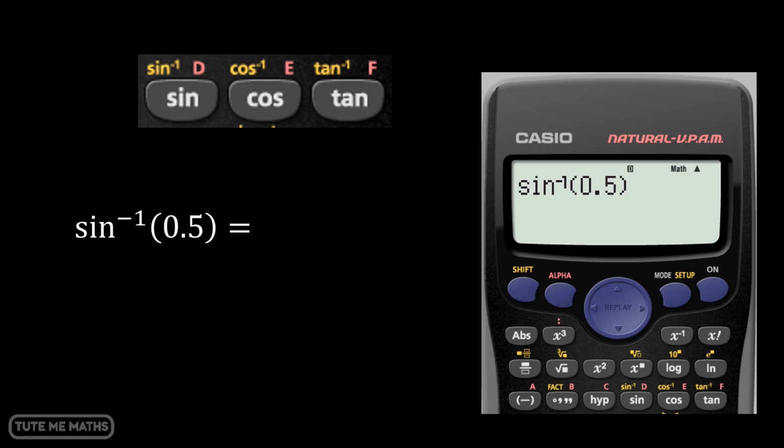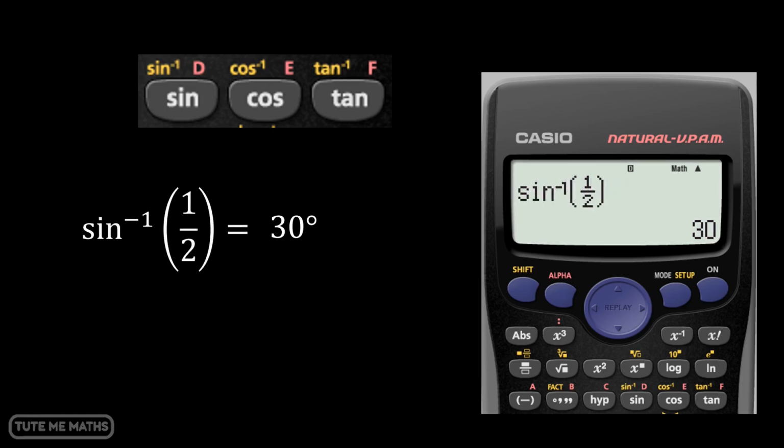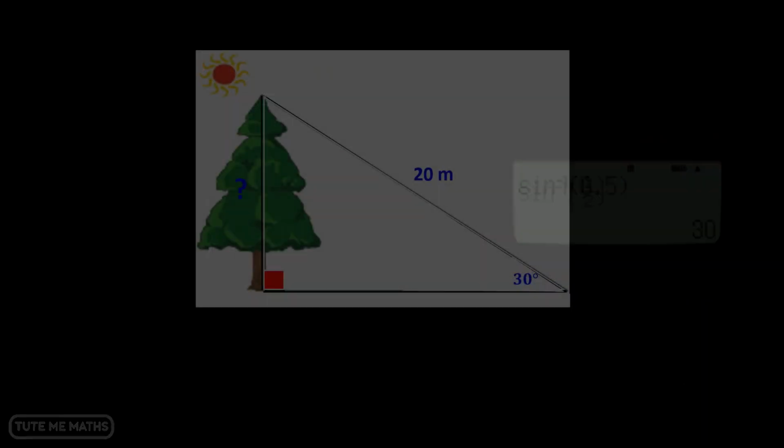As before, it's best to close the parentheses and then press equals. There we have the answer, 30 degrees. We could also have typed it as a fraction, 1/2, if we prefer to do so. More on these second functions when we get into them in a later video.